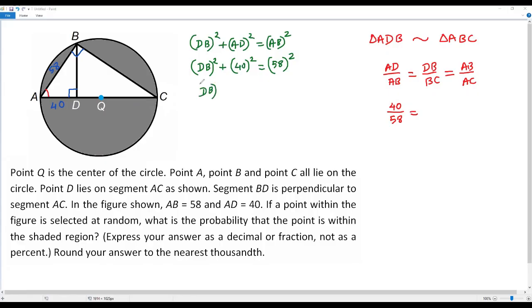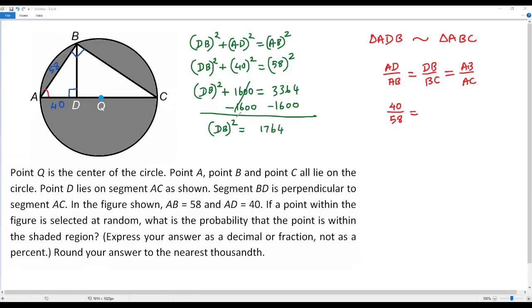Then we get DB squared. When I evaluate 40 squared, I am getting 1600. Now let me evaluate 58 squared. It is 3364. Let me subtract 1600 from both sides. When I do so, the positive and negative values will cancel out. I am getting DB squared equals 3364 minus 1600. When I do so, I am getting 1764 on the right side. Let me write it over here.